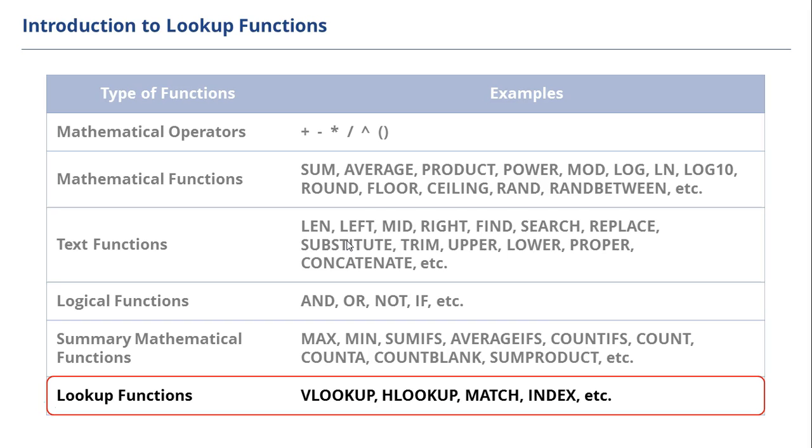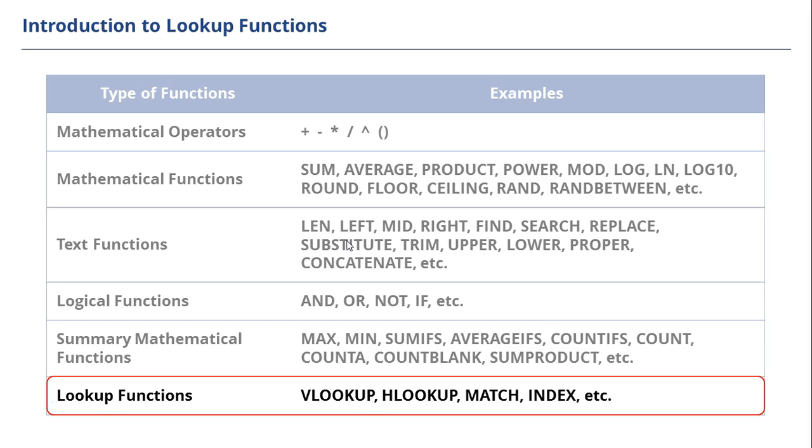The HLOOKUP function is quite similar to VLOOKUP. The key difference is that the VLOOKUP function is vertically oriented while the HLOOKUP function is horizontally oriented. What that means is the VLOOKUP function looks for the lookup value in the first column of the data table, while the HLOOKUP function looks for the lookup value in the first row of the data table.